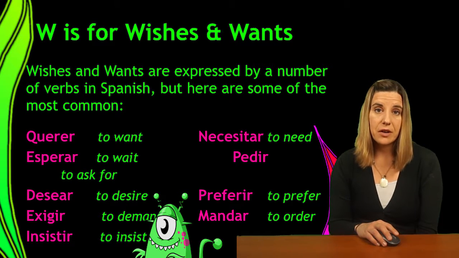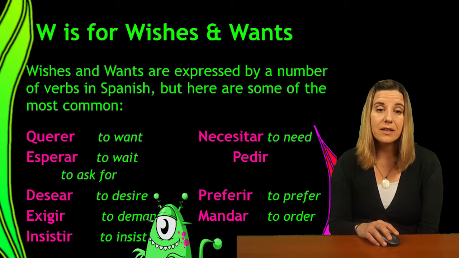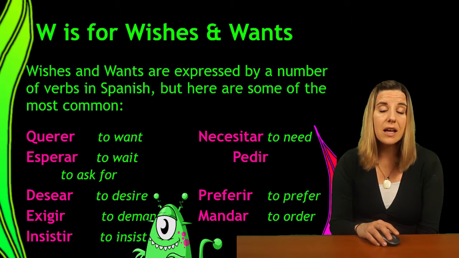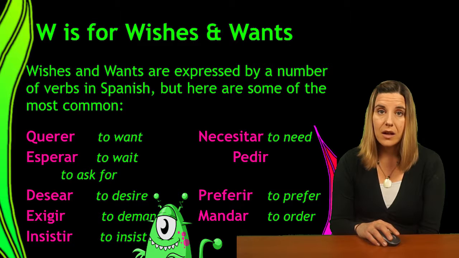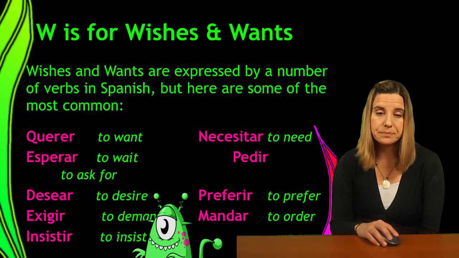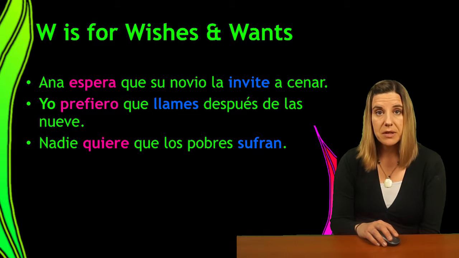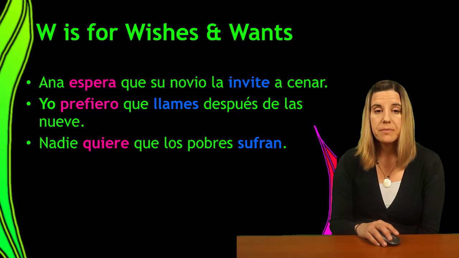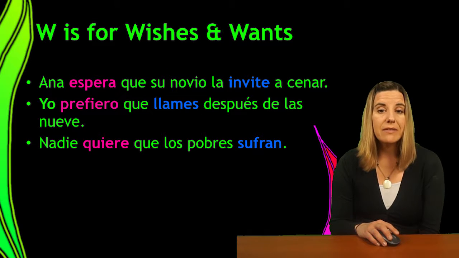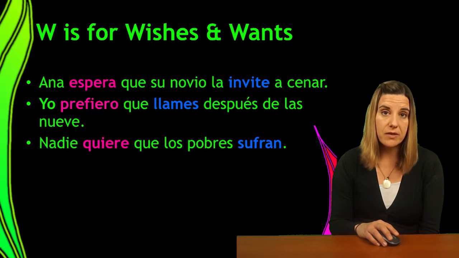Some of the verbs that you might hear to express wants or wishes are querer, esperar, desear, exigir, insistir, necesitar, pedir, preferir, or mandar. I'm sure there are many more verbs in Spanish that express wants or wishes, but these are some of the most common. So after you have the verb that expresses the wants or the wish, you're going to have que, and then the verb in the blue is going to be forced into the subjunctive mood. Ana espera que su novio la invite a cenar. Yo prefiero que llames después de las 9. Nadie quiere que los pobres sufran.